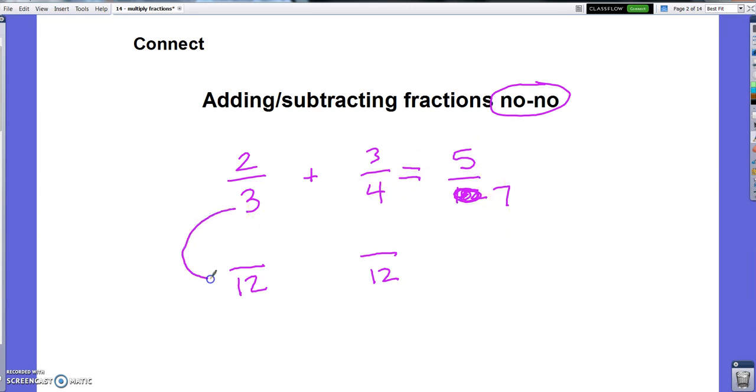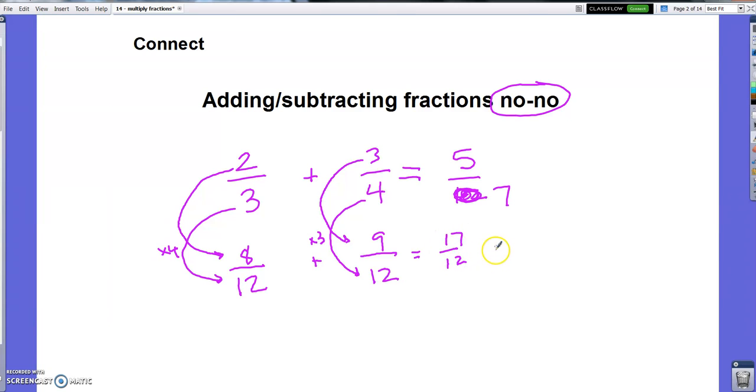And so here, since 3 times 4 was 12, to get my numerator, I also did 2 times 4. And here, since 4 times 3 was 12, I also want to go 3 times 3 to get my 9. And when I add those together, I get 17/12, which is 1 whole and 5/12. That makes a lot more sense than 5/7. So that was yesterday. So just a big no-no. Don't just add the denominators and don't just add the numerators.